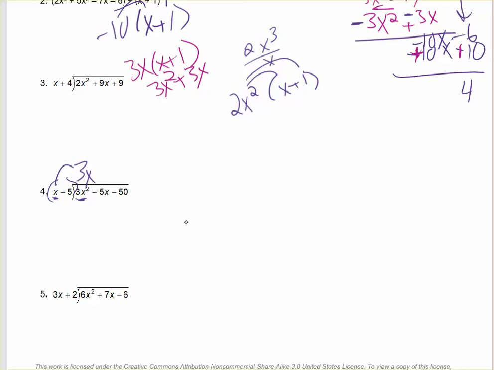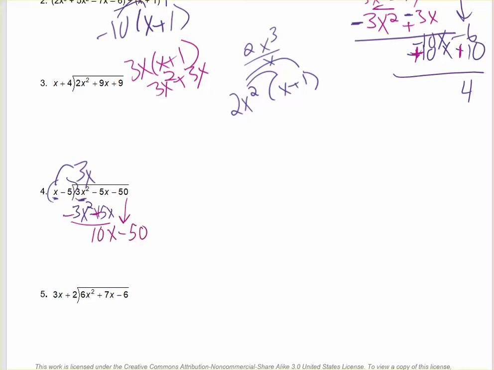So 3x times x is 3x squared. And then 3x times negative 5 would be minus 15x. Then we have to subtract. So we change the sign of both when we subtract. Now we combine the 3x squared minus 5x with the negative 3x squared plus 15x. So you can see it's always going to be the first terms are going to cancel. 3x squared minus 3x squared is 0. And then we have negative 5x plus 15x. That's a positive 10x. And then you bring down your next term. This one's a little easier.